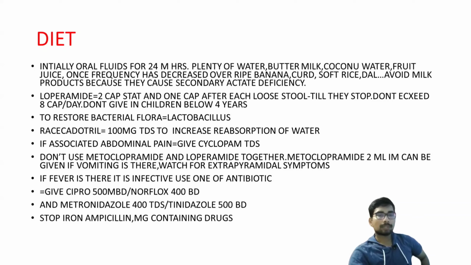If associated with abdominal pain, give cyclopam TDS. Don't use metoclopramide and loperamide together. Metoclopramide 2 ml IM can be given if vomiting is there. Watch for extrapyramidal symptoms. If fever is there and it is of infective origin, use the antibiotic: give Cipro 500 BD or Norflox 400 BD, and metronidazole 400 TDS or tinidazole 500 BD, and stop iron and ampicillin drugs.